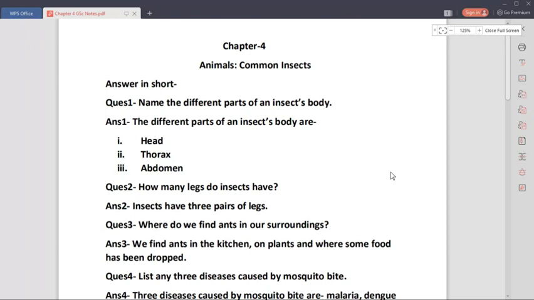Now, second question. How many legs do insects have? Insects have 3 pairs of legs. Third question is, where do we find ants in our surroundings? We find ants in the kitchen, on plants, and where some foods has been dropped.